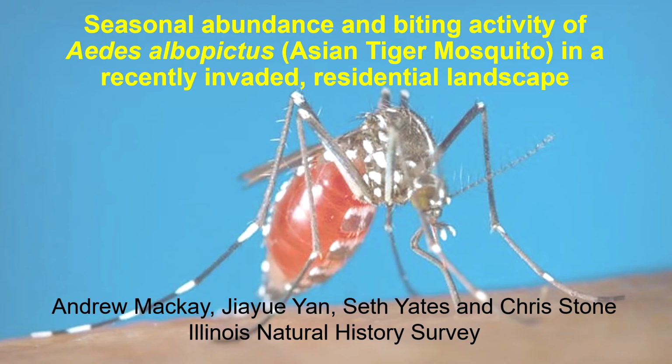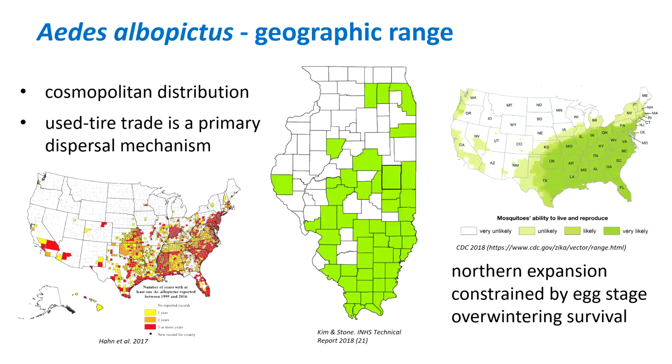Yeah, so I'm going to present some of the data that we collected from a recent study looking at some important population level traits of a relatively recent invader to Champaign County, the Asian tiger mosquito. So the Asian tiger mosquito has somewhat of a cosmopolitan distribution. It's found throughout temperate and tropical areas globally.